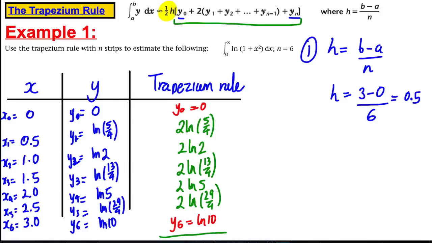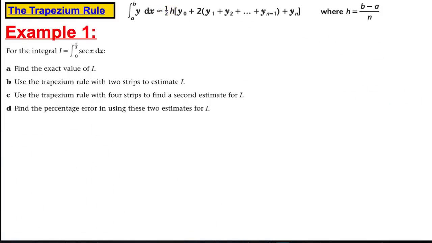Okay, let's have a go at another example. Here's example 2, in which we're factoring in using more strips to get a more accurate estimate, and we're working out a percentage error. Okay, so firstly, it asks us for part A to find the exact value of this integral. So for part A here, we're working out the integral between 0 and pi by 3 of sec x dx. Now, sec is one of the integrals that's given in your formula booklet.